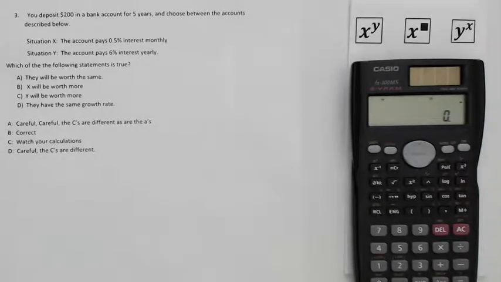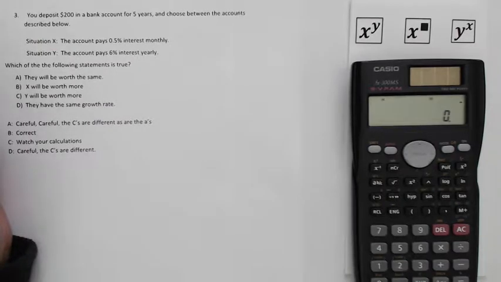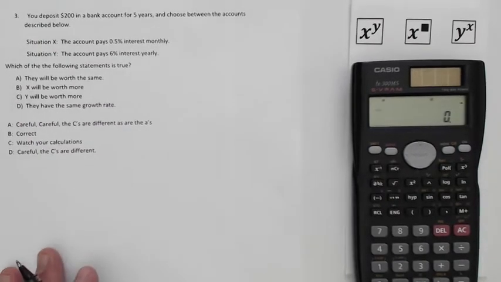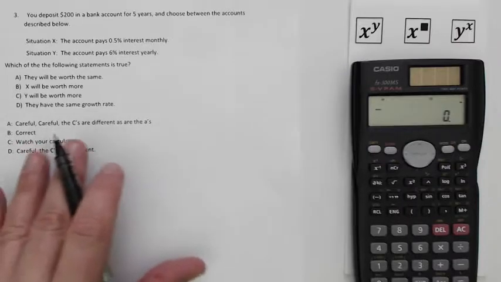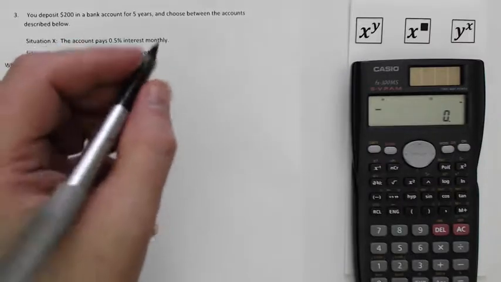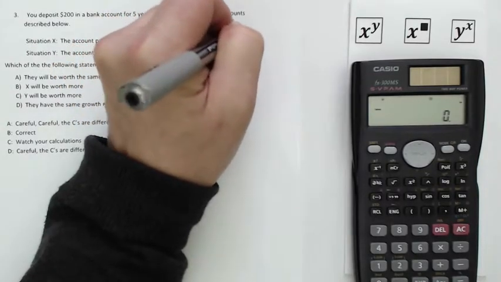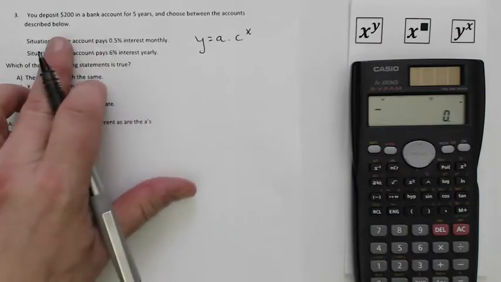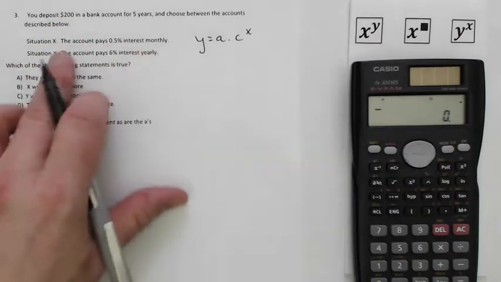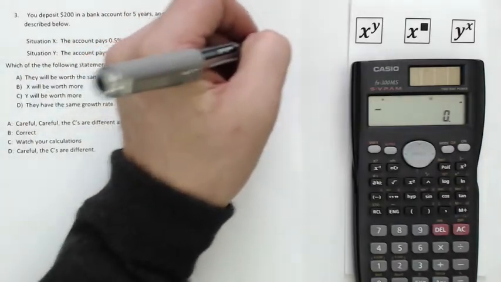Exponential number 3. You deposit $200 in a bank account for 5 years and choose between the accounts described below. Regardless of which account we pick, and we'll talk about the answers in a second, we're going to use the rule y equals a times c to the power of x. Since these are growth questions, we're putting money in the bank and it's growing, whether monthly or yearly, we're going to remember how to get our c.